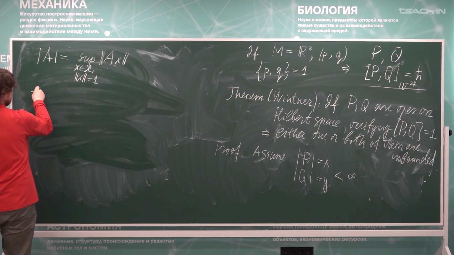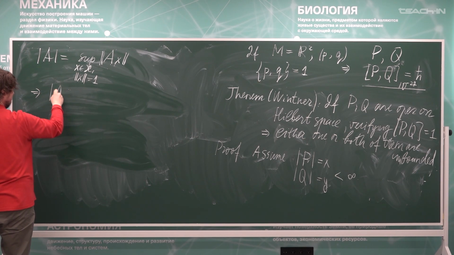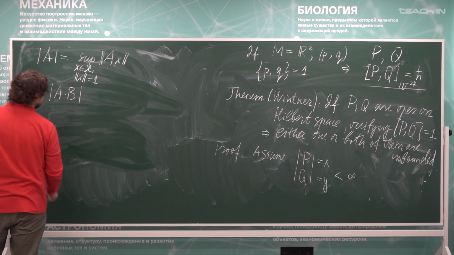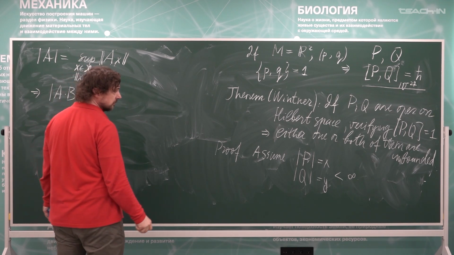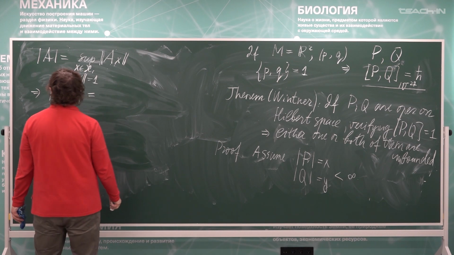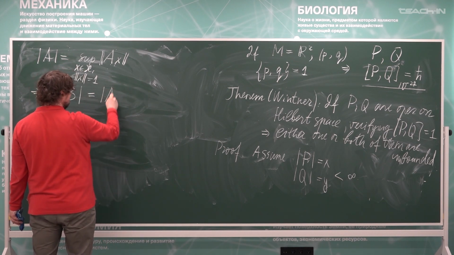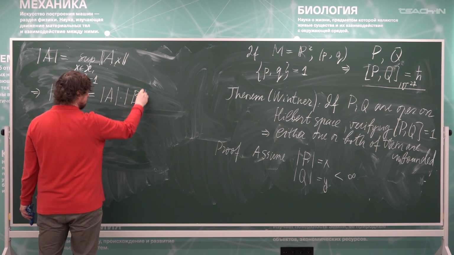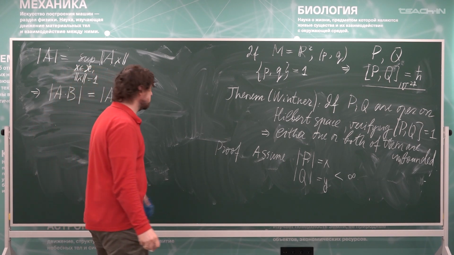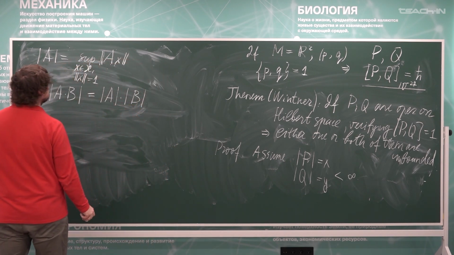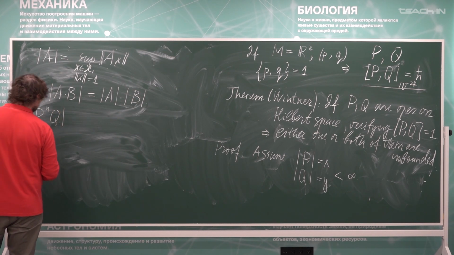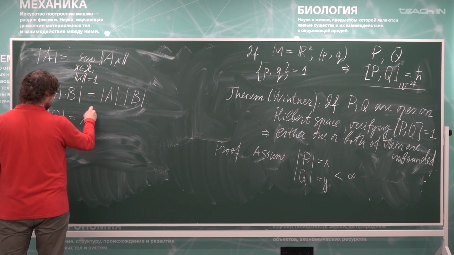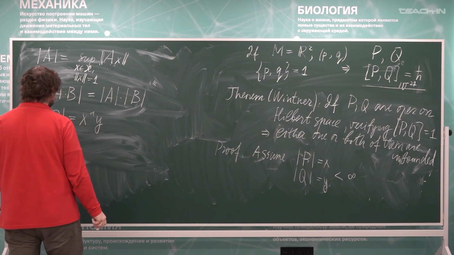And it follows almost immediately that the norm of A times B, I don't remember, should be at most the norm of A times the norm of B. Hence, if we take the norm of P to the power n times Q, it should be at most x to the power n times y, right?